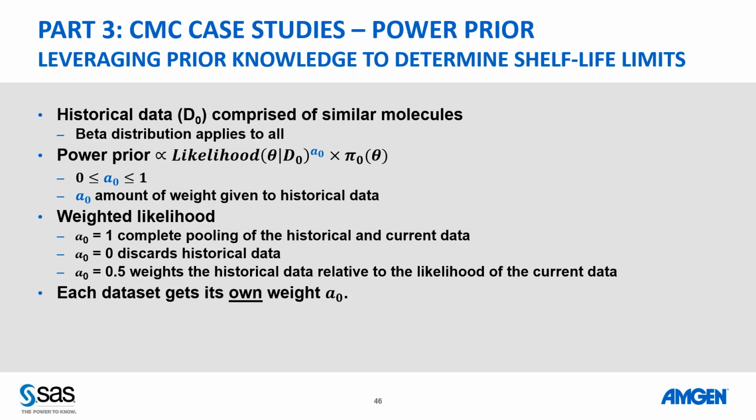But the thing here is that each data set is going to get its own weight. So you're going to have an A naught for data set 1, one for data set 2, one for data set 3, and one for data set 4.